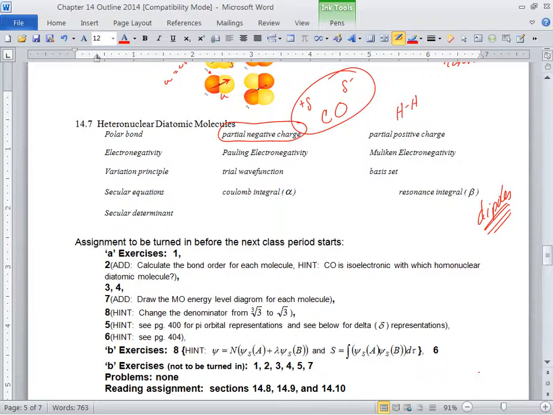Looks like we've done some of these. Like, doesn't the number 8 look familiar? Yeah, we already did that. 13, 14. Did we do any of the other ones already? No. No? All right. So A exercise, number 1.